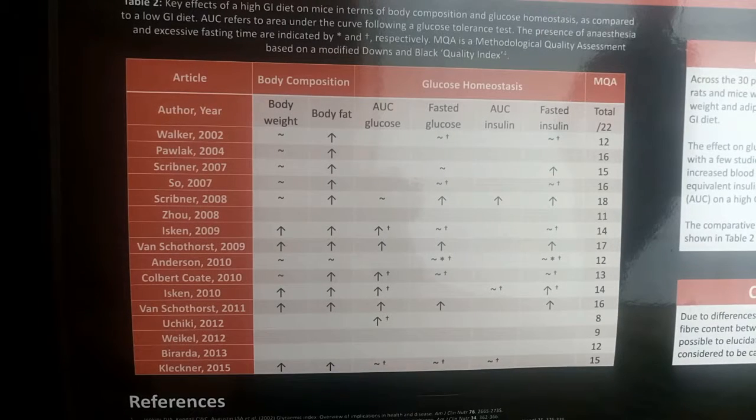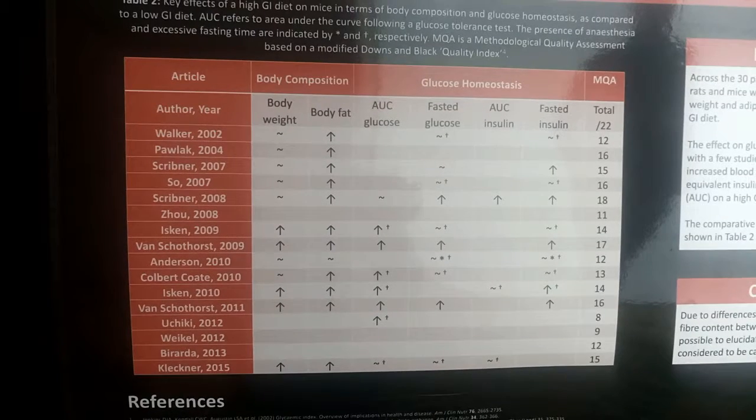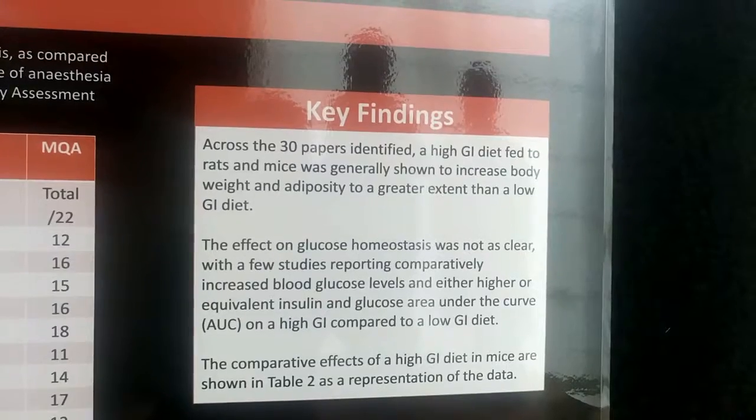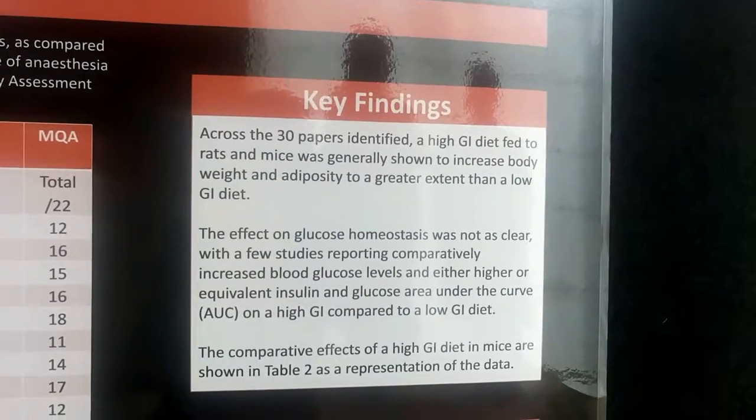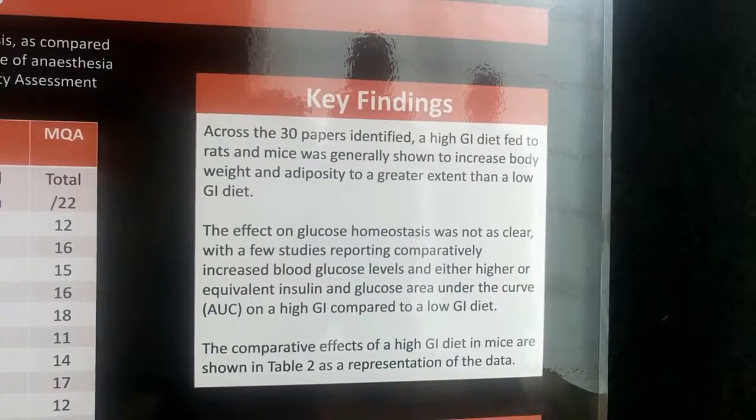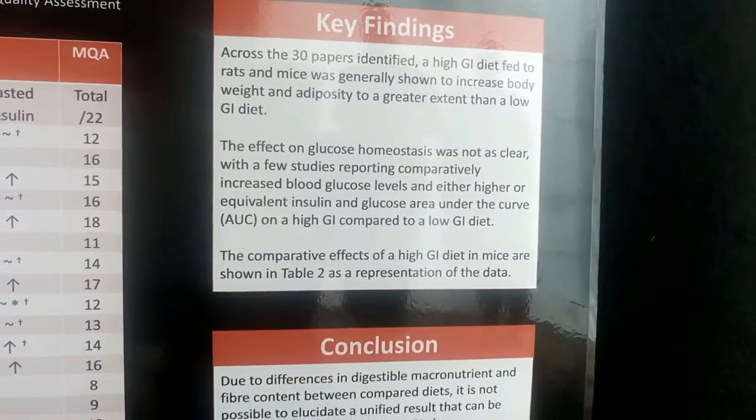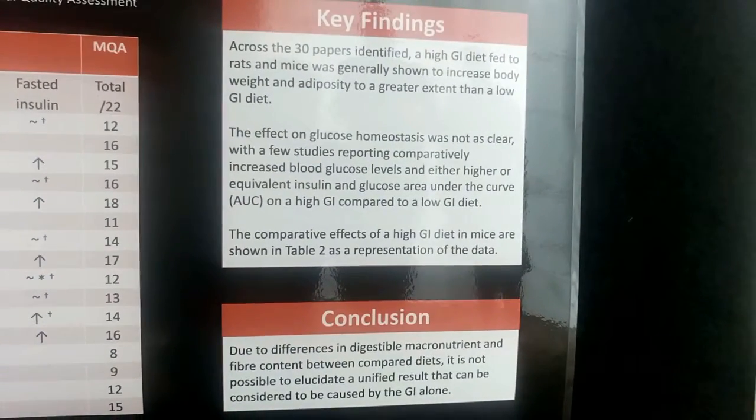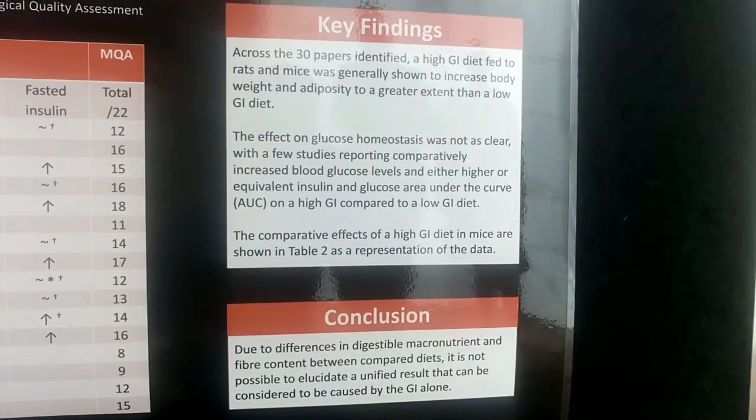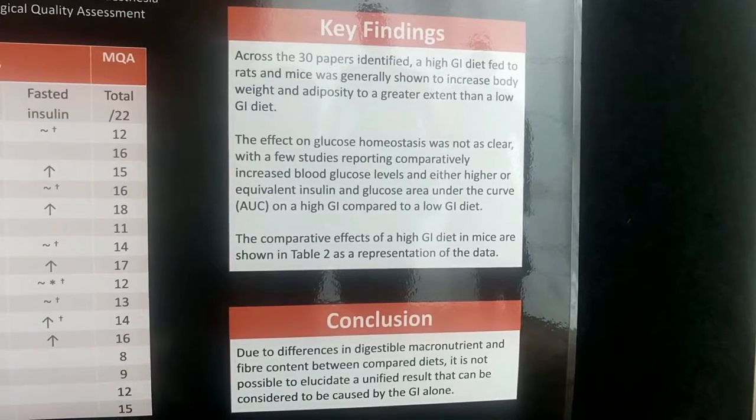So we can see that for body fat in particular, there was a general consensus in that most of the studies that looked at it had an increase on a high GI diet compared to a low GI diet, but for the rest of the factors it's not as clear, such as in body weight and fasting glucose, there is quite a mix. And this could be due to one of the interesting things that we found in our MQA, which is that none of the studies that we looked at controlled for both macronutrient and fiber content, meaning that any of the results that we found cannot be attributed to the GI alone.